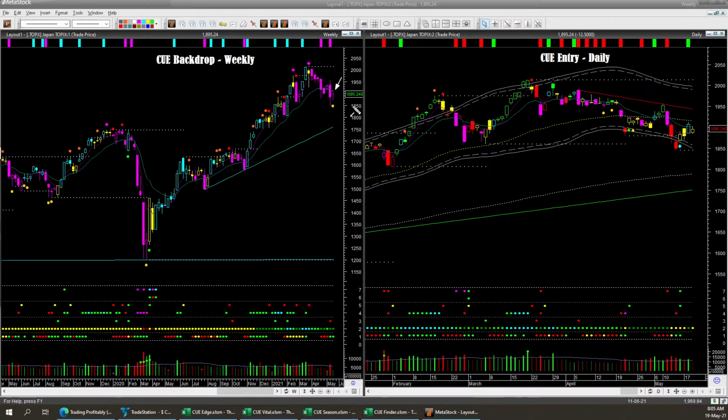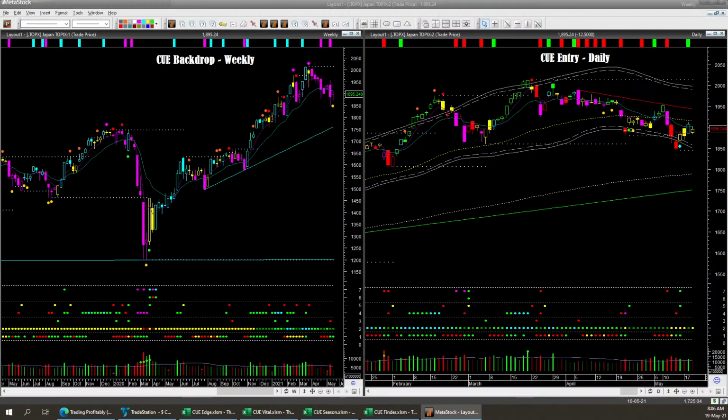Weekly backdrop color is bearish. Daily is in a downtrend. Small retracement in a downtrend. We are not going to buy now. Instead, if we have a magenta color candle now, then we may look for the next go with flow short setup. For swing trading, Topix is not in an uptrend.